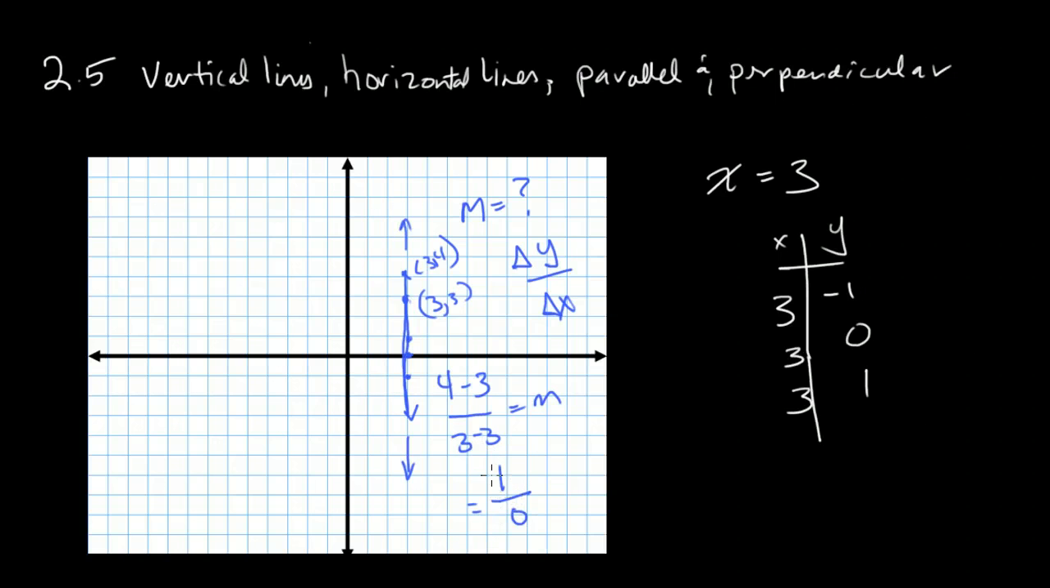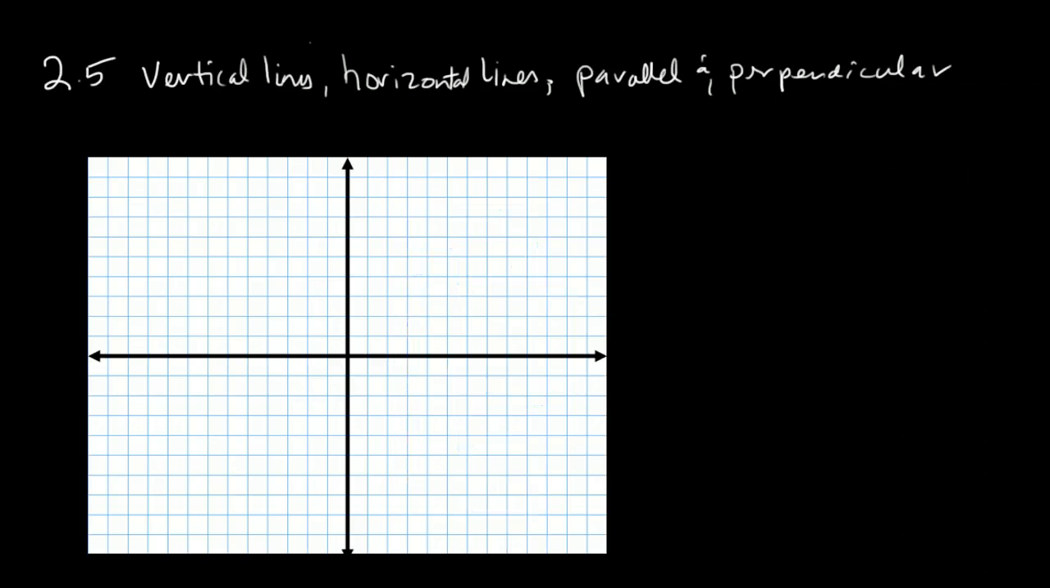is 0, and what happens when we divide by 0? This is absolutely verboten. We are not supposed to do that. So what happens is that our slope here, whenever we have a vertical line, our slope is undefined.